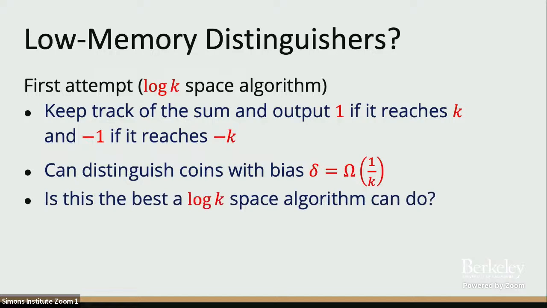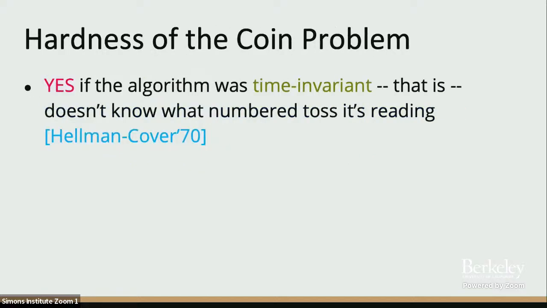Is this the best a log k space algorithm can do? So in 1970, Hellman and Cover proved that yes, it is the best you can do if your algorithms are time invariant. So basically you have an automata, and then you're looking at how many states an automata needs to solve this coin problem. So if a streaming algorithm is time invariant, then you need log k space to detect biases of 1 by k.